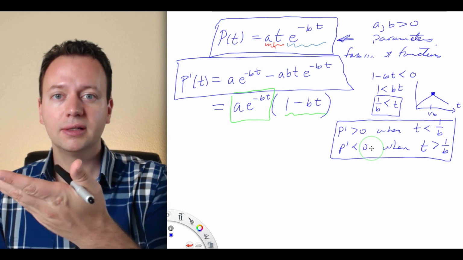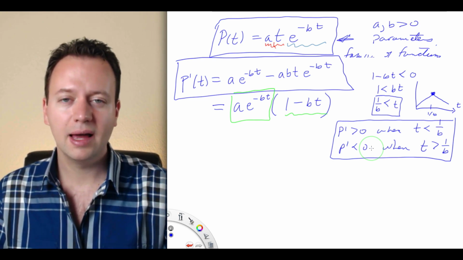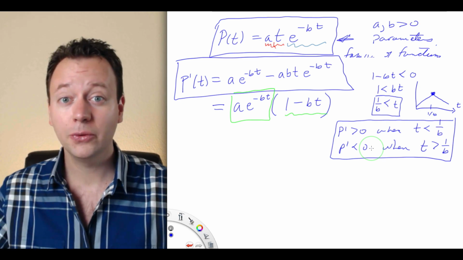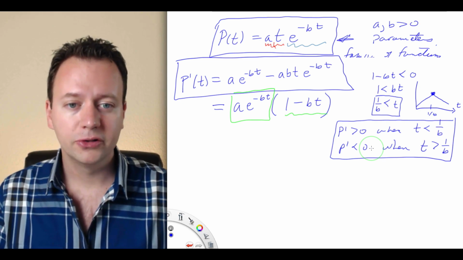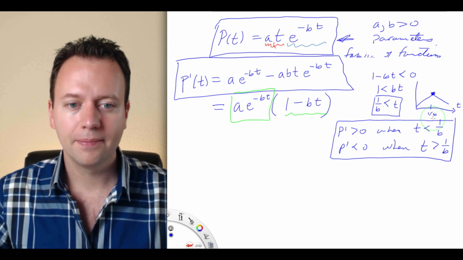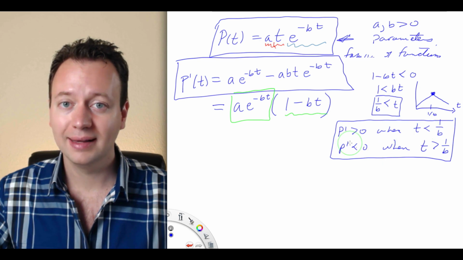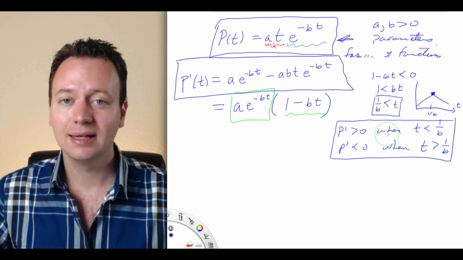It increases and then it decreases. So it's increasing for time less than 1 over b, and then it's decreasing after that. So p is going to be greatest at the time 1 over b. Now let's see if we can gander anything about concavity from the second derivative.